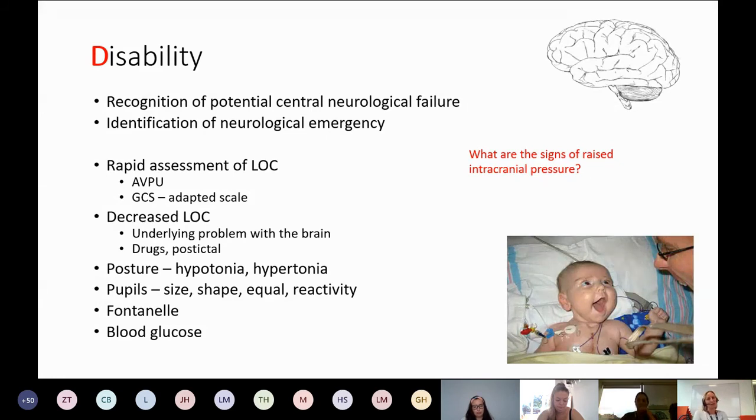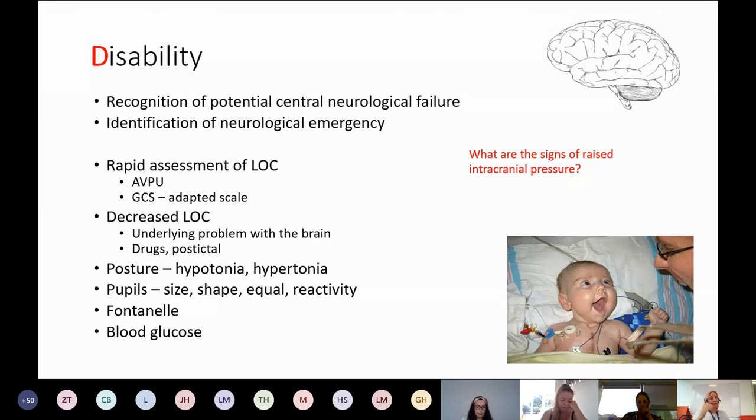If they're not, we move on to painful stimuli, don't we? So if they're not responding to voice, do they respond to pain? And if they're not responding to pain, then they're unresponsive. And we're very concerned about any child that's not an A on an AVPU score. But if they're P or less, then we really start to reassess some of our other things. Are they able to maintain their own airway? We have to reassess our other systems as well.